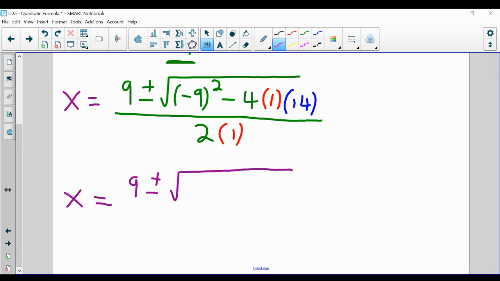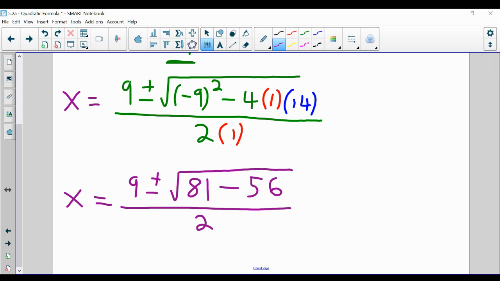So first there's that negative 9 squared, and negative 9 times a negative 9 is a positive 81. Minus, then I have 4 times 1, which is 4, times 14. So 4 times 14 is 56. And all of this is being divided by 2 times 1, which is just 2.